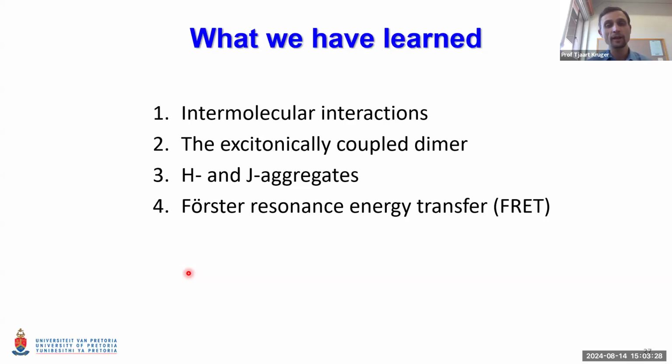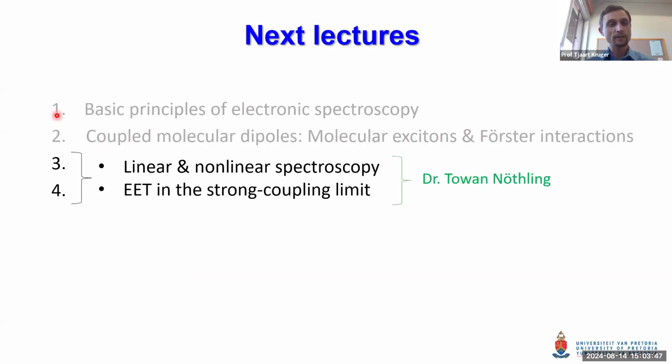And then lastly, we looked at weak intermolecular interactions, and we considered energy transfer, and we developed a theory, and that led to a Förster resonance energy transfer rate, in which case we consider incoherent resonance energy transfer. Right, so I've set the basis here, developed some basic principles for electronic spectroscopy, and also looked at different types of coupled molecular dipoles in the strong limit and in the weak coupling limit.